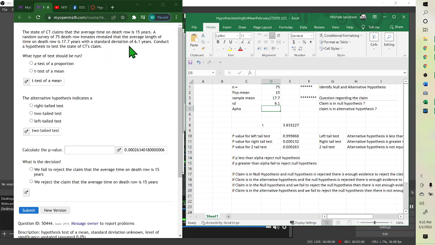And then alpha is, okay, in this one there isn't an alpha, so we use 0.1. And our p-value, it's a two-tail right here. And then the p-value is less than alpha. If p-value is less than alpha, you reject the null hypothesis.